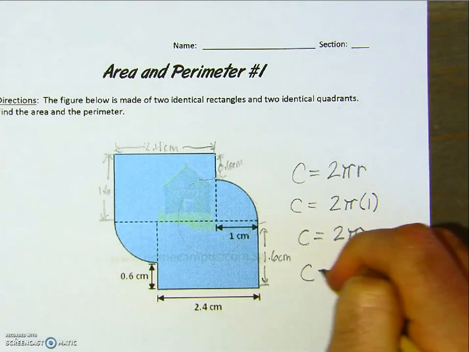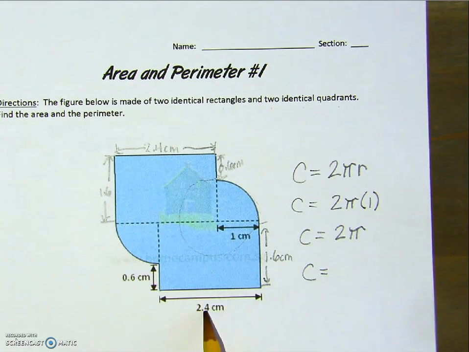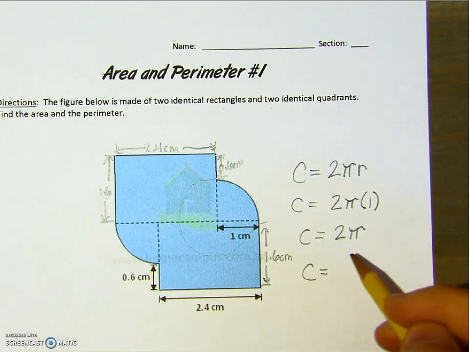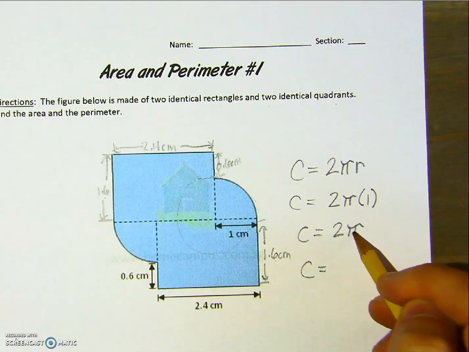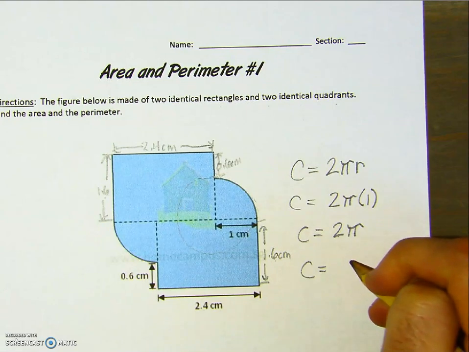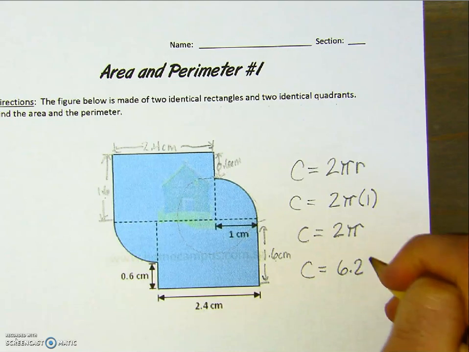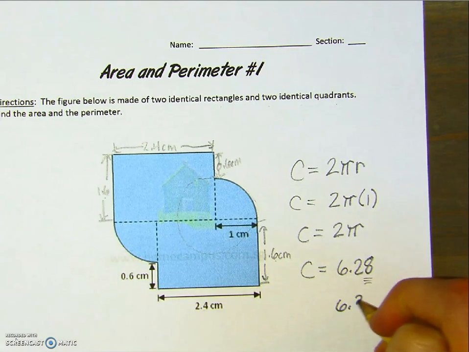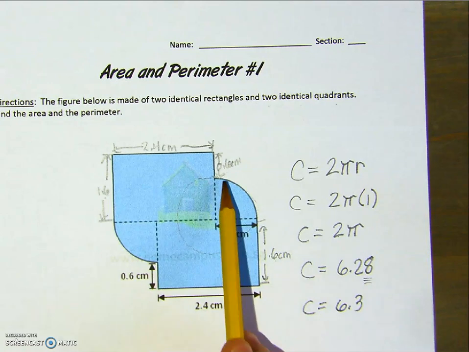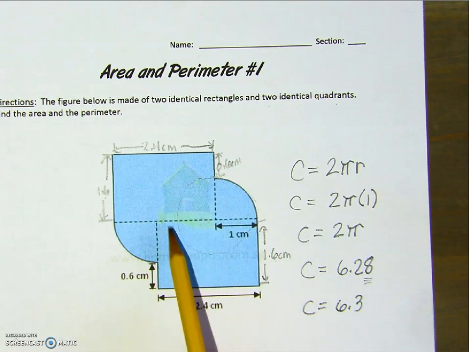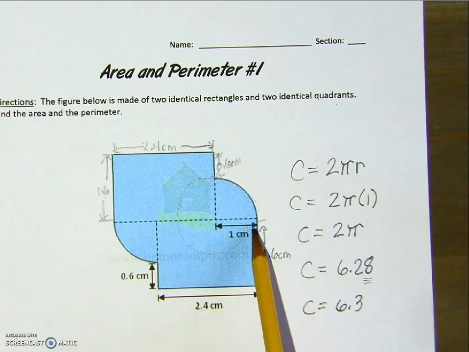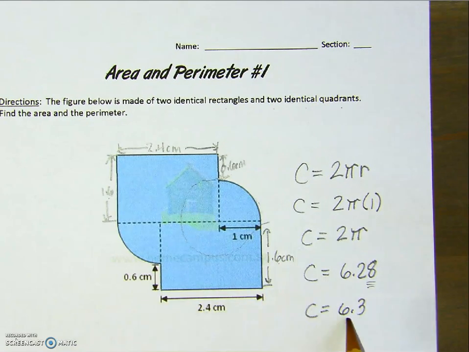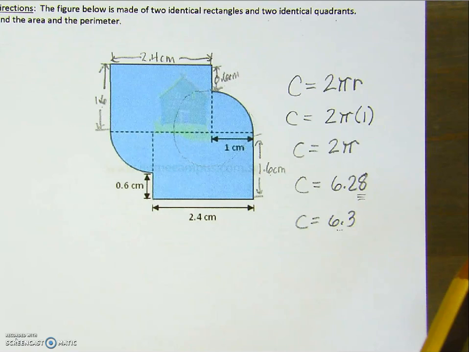Alright, so let's put that into decimal form. It looks like all these have 1 decimal place, so I'll keep it consistent and go to 1 decimal place. This would be 2 times 3.14, so if you double 3.14 you get 6.28, and that 8 right there is going to round it up to 6.3. So this whole circle right here has a circumference of 6.3. But I'm not interested in the entire circumference, I'm only interested in 1/4 of that circumference. So I've got to take this and divide it by 4. Let's do that now.